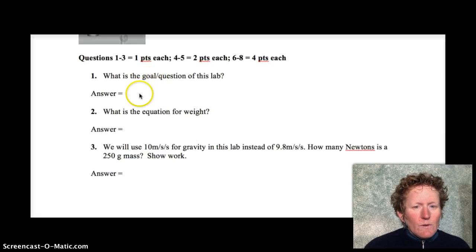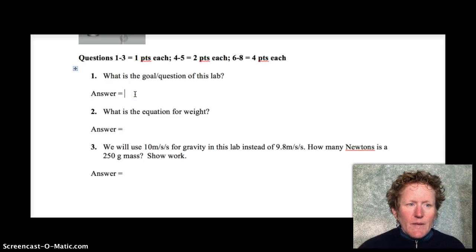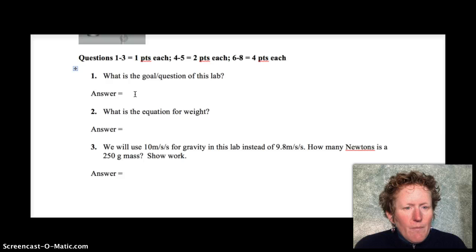Now, the goal or the question of this lab that we saw at the beginning was something about motions and forces acting on an object. So I want you to form a question about motions and forces acting on an object. You might want to ask something about what happens when you add or subtract those motions and forces.